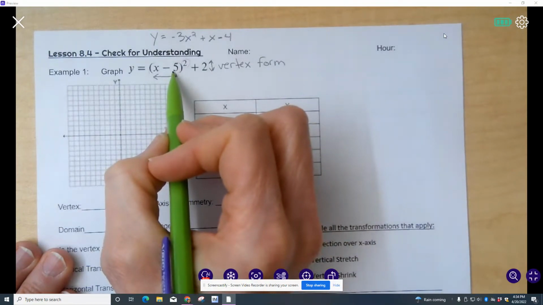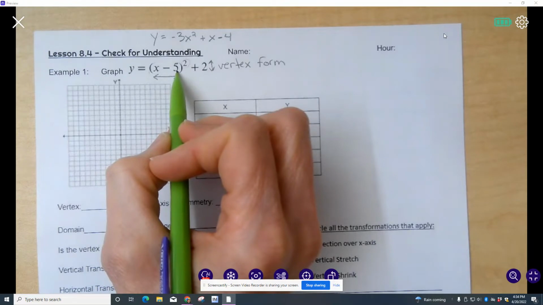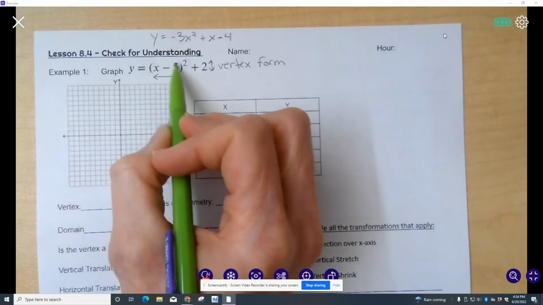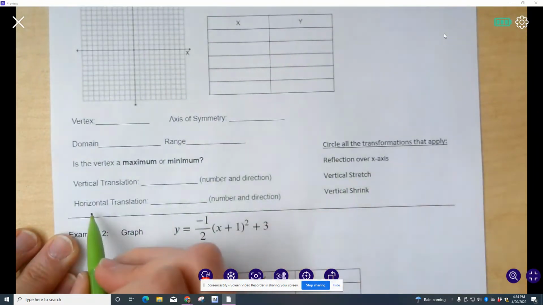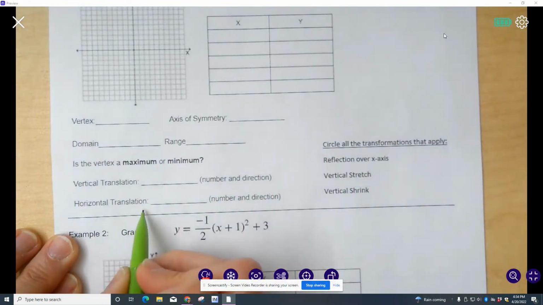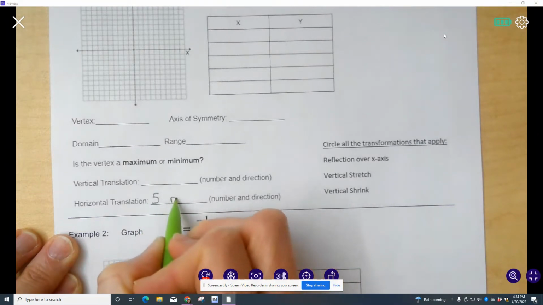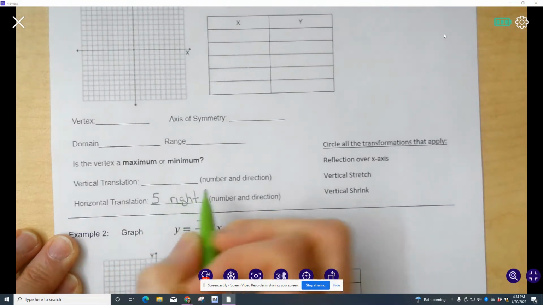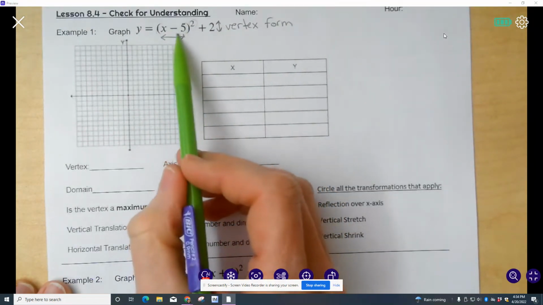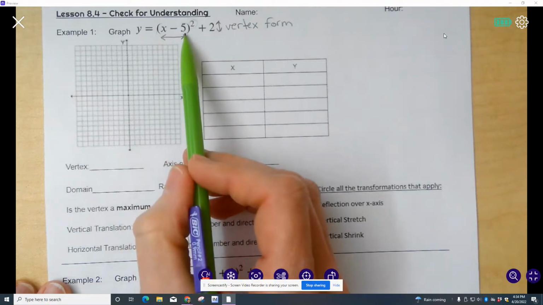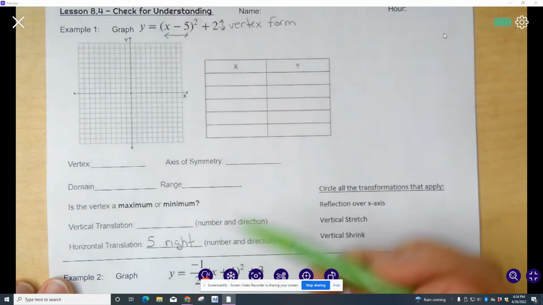So this example right here has a horizontal translation of 5 to the right. So I'm going to go right down to the bottom and fill that in right now. Horizontal translation, 5, that's the number, and it's moving to the right. So it looks like -5 when you look at here, but remember inside the parentheses we said it's bizarro land and it's going to do the opposite. So 5 to the right.